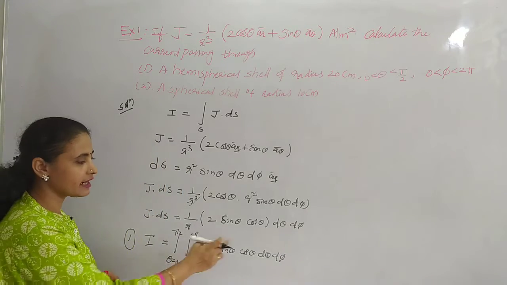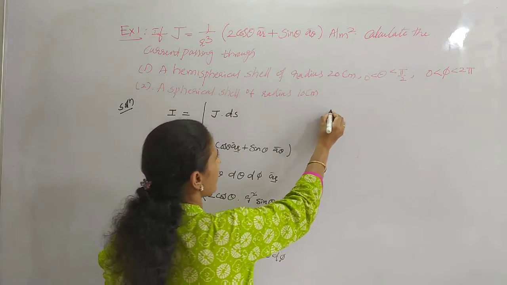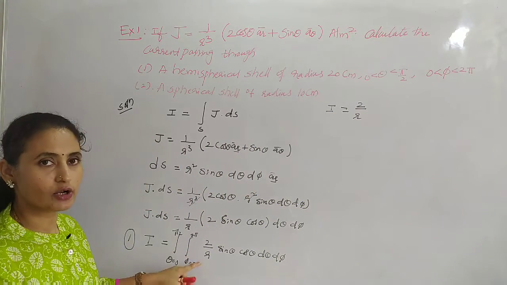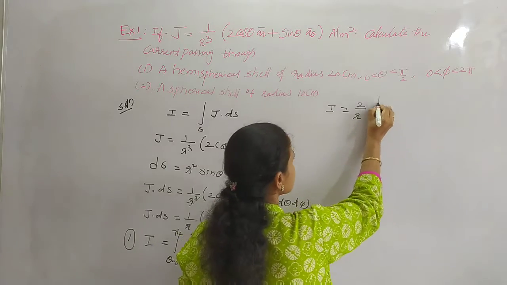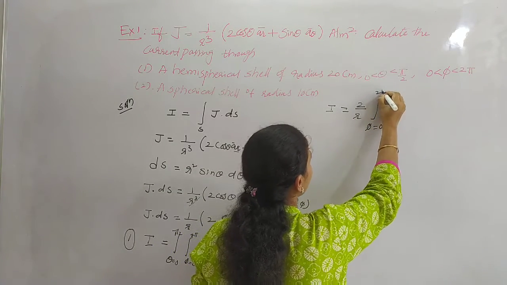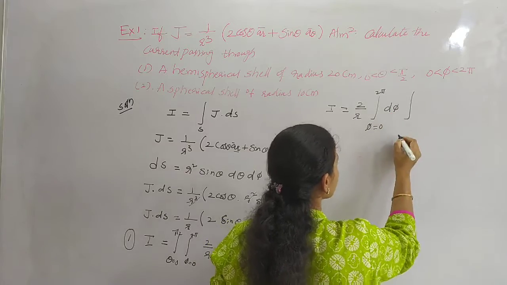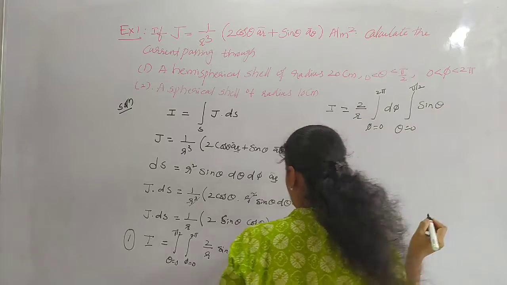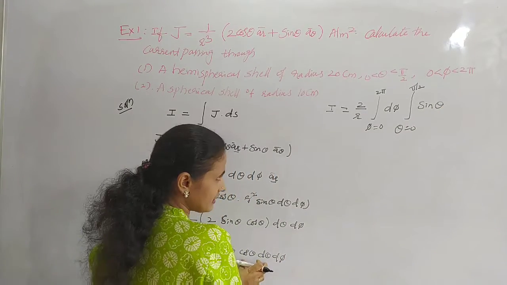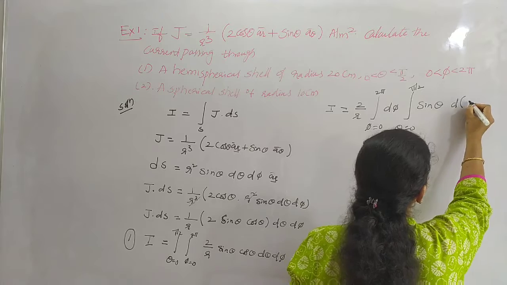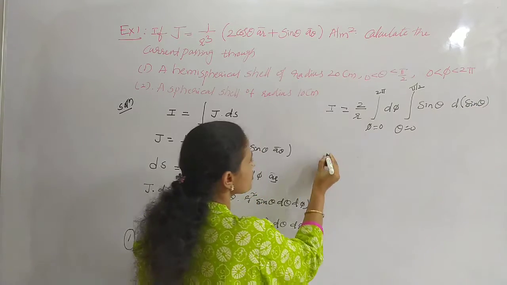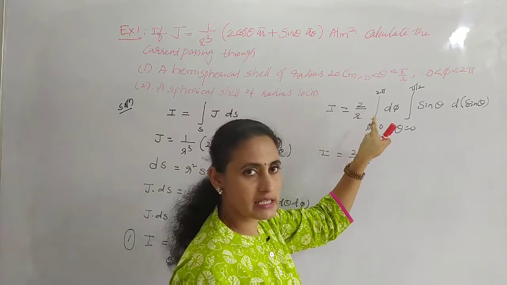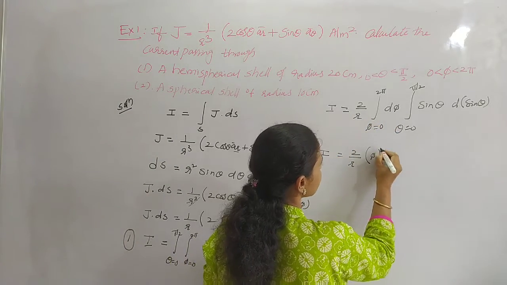So let us separate this integral with respect to the differentials. So I is given by, where 2 by r is a constant term taken outside, and the left is phi equal to 0 to 2 pi d phi. Integration of theta is from 0 to pi by 2 of sin theta, and we have cos theta d theta, which I can write as the differentiation of sin theta, right? So I is given by 2 by r. The integration of d phi is phi, with the limits from 0 to 2 pi.